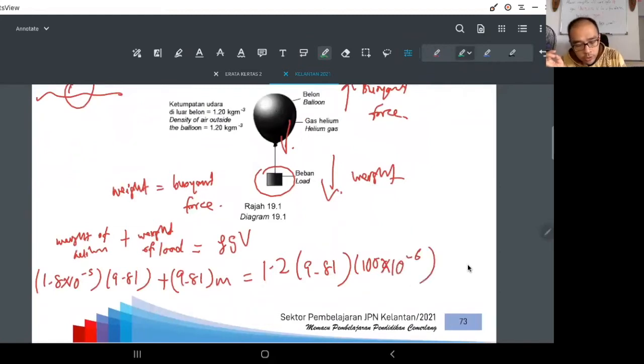So I want to draw your attention to this: this 1.2 and this 100 times 10 to the power of negative 6. The volume may be the same, but when you count buoyant force, for the density you must take into account what is being pushed aside. What is pushed aside is the air around. That's why we use that density. But how much is being pushed aside is the same as the volume of the balloon itself.